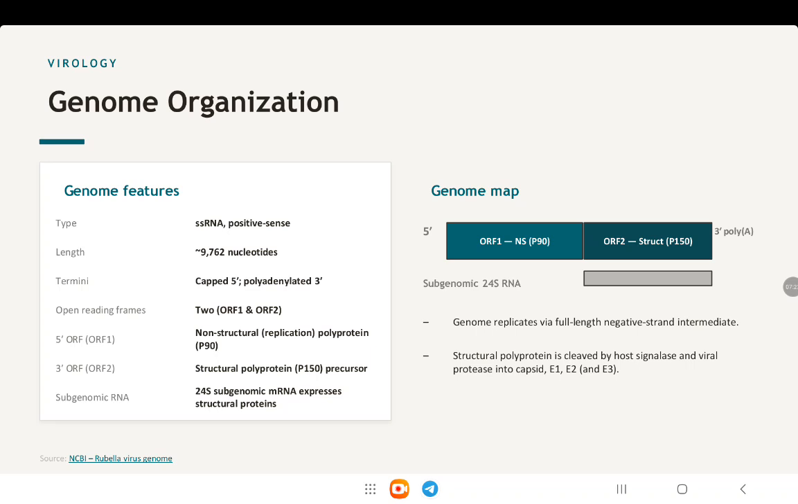So the genome of the virus contains ORF1, which produces the replication proteins, while ORF2 produces the structural proteins needed to assemble new virus particles. This organization of the genome helps the virus to control its replication and assembly in the host.